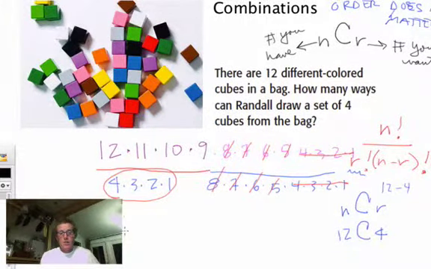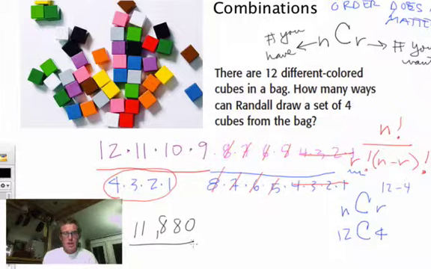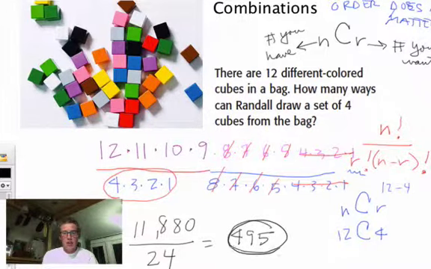12 times 11 times 10 times 9 ends up being 11,880. So that's a pretty big number, 11,880. And 4 times 3 times 2 times 1 is 24. When I divide those two numbers, I get 495 options. It's a lot bigger than one would have thought, but it's a whole heck of a lot smaller than permutations, and permutations was if order mattered.